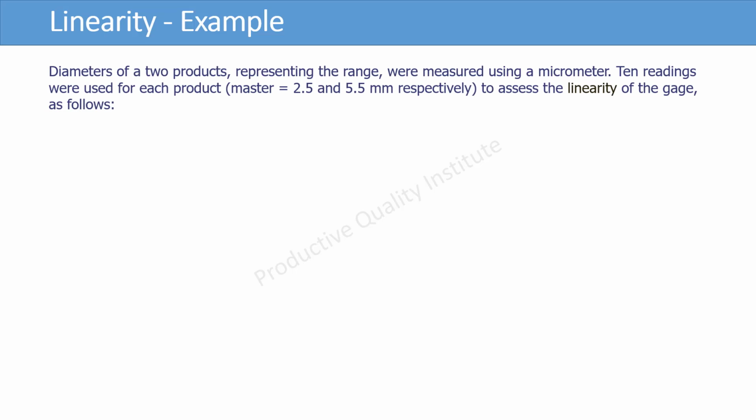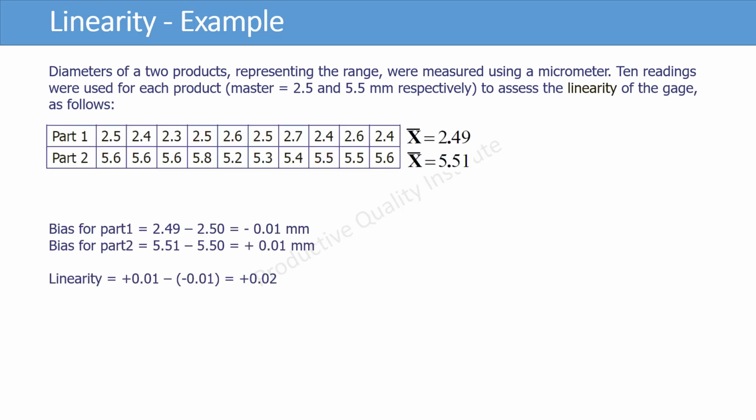Diameters of two products representing the range were measured using a micrometer. 10 readings were used for each product. Master is equal to 2.5 millimeters and 5.5 millimeters respectively. To assess the linearity of the gauge, as follows. Bias for part 1 is equal to minus 0.01 millimeters. Bias for part 2 is equal to plus 0.01 millimeters. Then, linearity is equal to plus 0.01 minus minus 0.01, which is equal to plus 0.02.